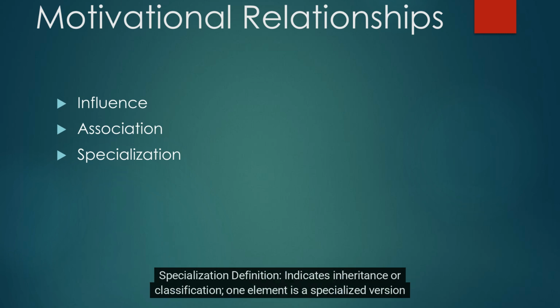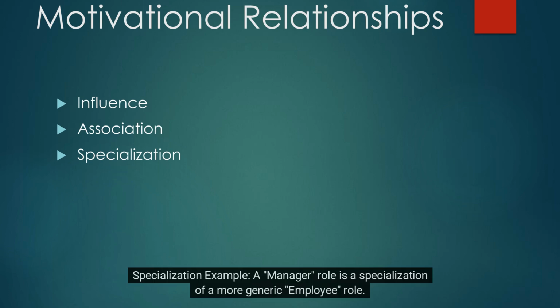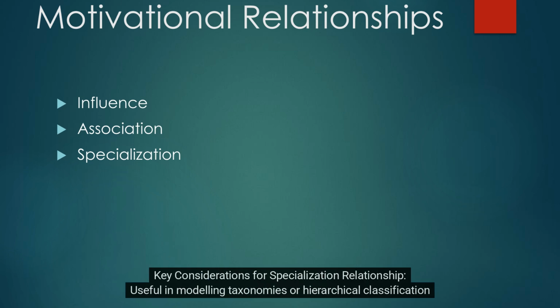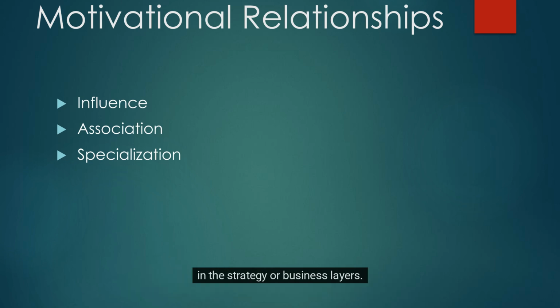Specialization definition: indicates inheritance or classification. One element is a specialized version of another. Specialization example: a manager role is a specialization of a more generic employee role. A mobile banking app component is a specialization of a more generic banking app component. Key considerations for specialization relationship: useful in modeling taxonomies or hierarchical classification in the strategy or business layers.